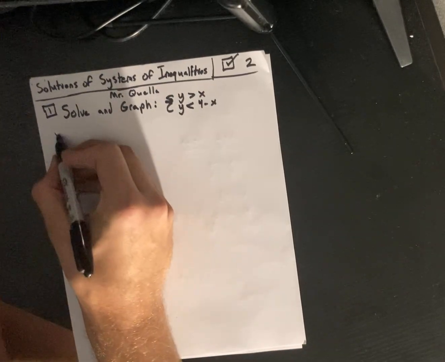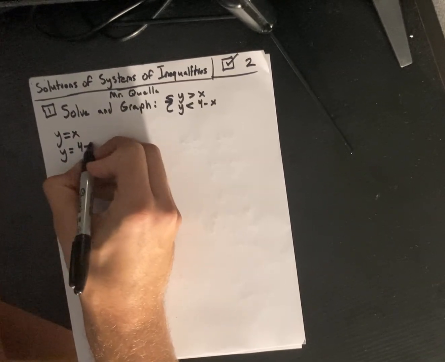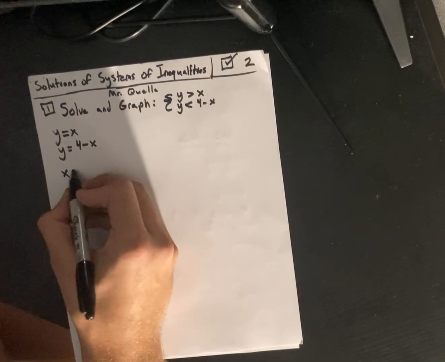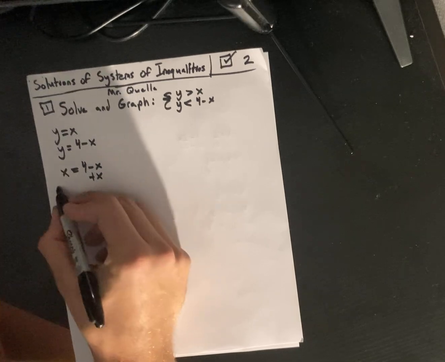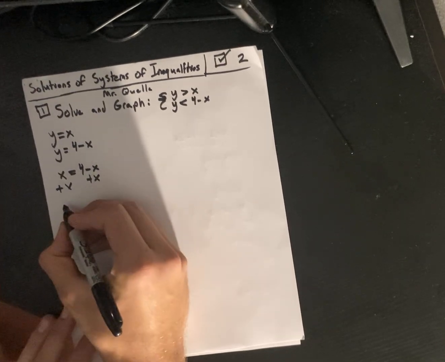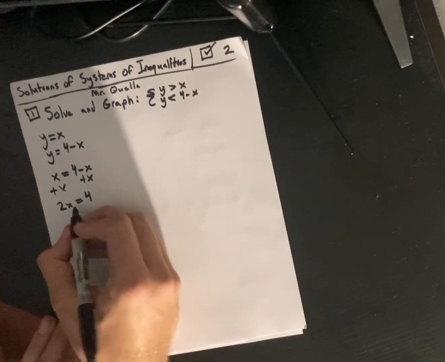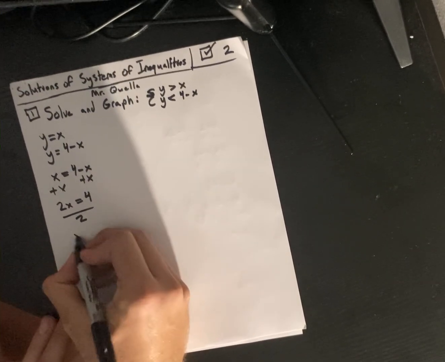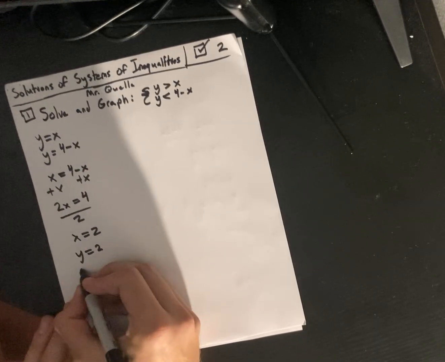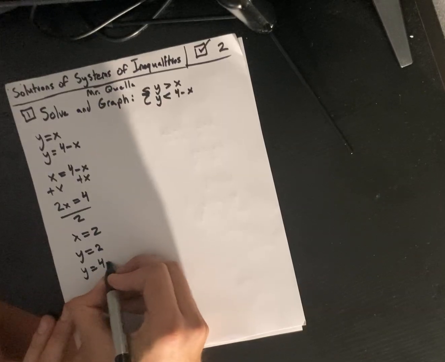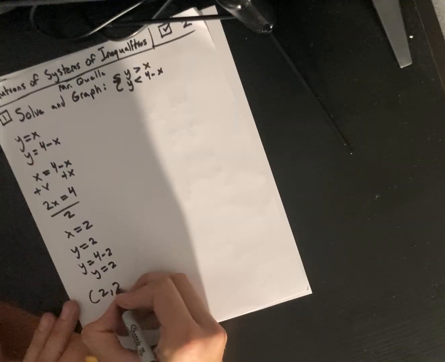We solve that by setting our equations equal to each other. We then form x equals 4 minus x. We then add x to both sides. X then becomes 2x. That becomes 4 still. Divide by 2, x equals 2. Plug back in, y equals 2. Therefore, our point of intersection is now (2, 2).